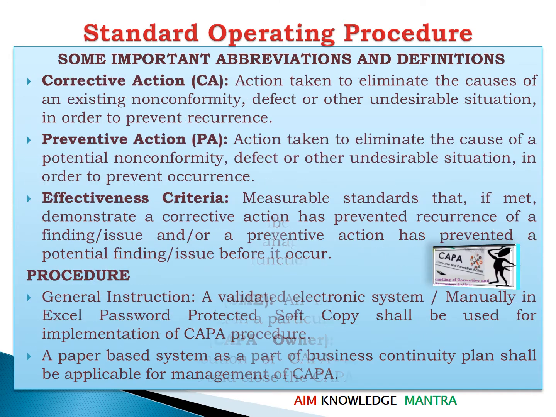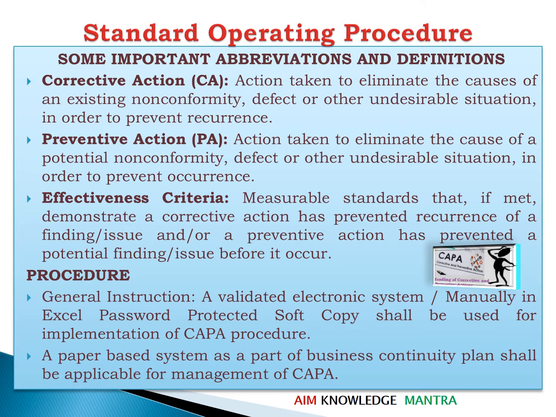Some important abbreviations and definitions. Corrective action, CA, action taken to eliminate the causes of an existing nonconformity, defect or other undesirable situation, in order to prevent recurrence. Preventive action, PA, action taken to eliminate the cause of a potential nonconformity, defect or other undesirable situation, in order to prevent occurrence. Effectiveness criteria, measurable standards that, if met, demonstrate a corrective action has prevented recurrence of a finding, issue and/or a preventive action has prevented a potential finding, issue before it occurs.